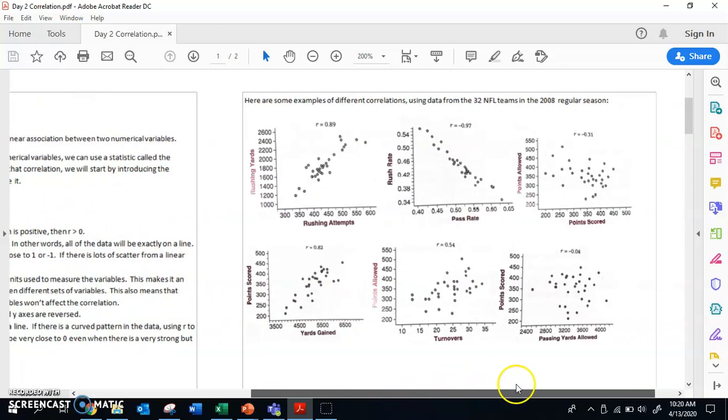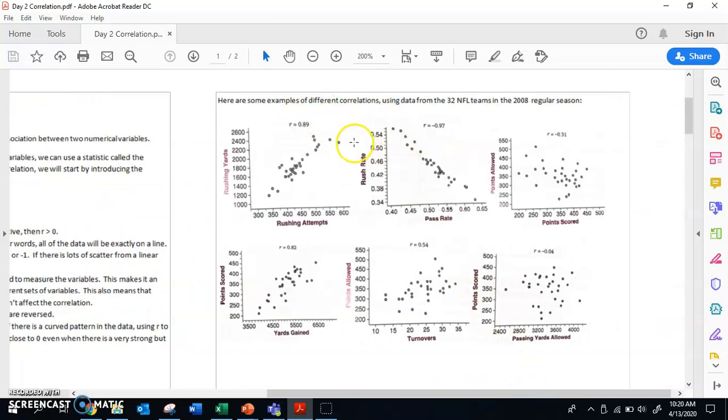So let's just look at a couple examples here. I've got some graphs that show some data from the 2008 NFL season. Now the first one, rushing attempts and rushing yards. So you can see that there is a positive linear association between these two numerical variables. So the R value for this one is positive 0.89. So that's pretty close to 1. So that's a fairly strong correlation.